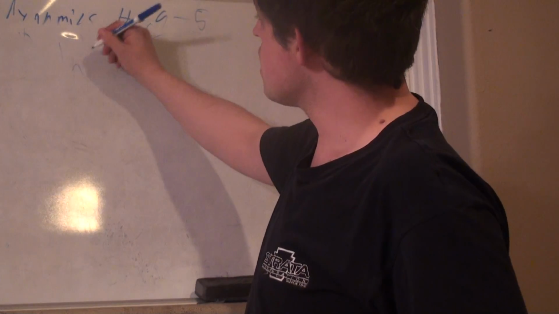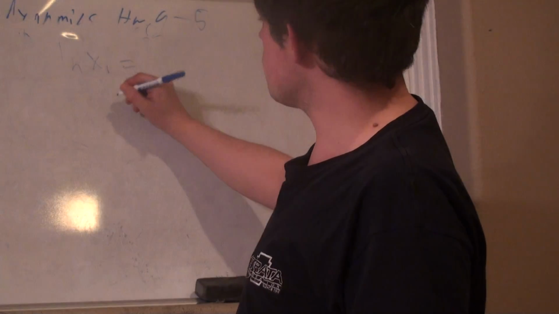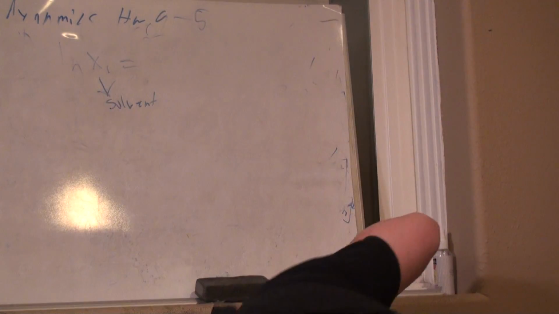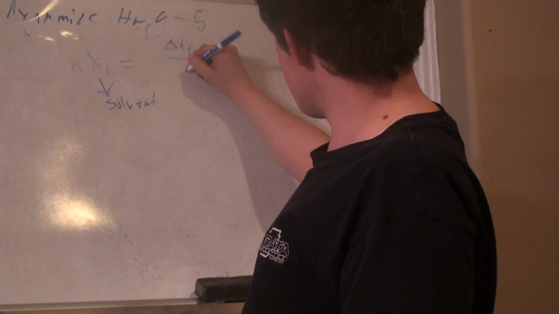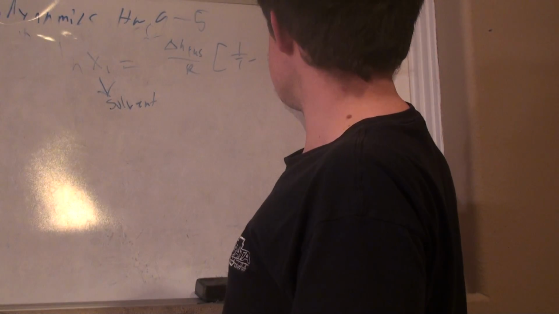Decreasing a freezing point is a pretty straightforward formula. We derived it in class. Essentially, and it's not something that's to be memorized, it says that natural log of x1 is equal to, where x1 is our main solvent. So x1 is our solvent. That's equal to the delta H of fusion over R times 1 over T minus 1 over T melting.